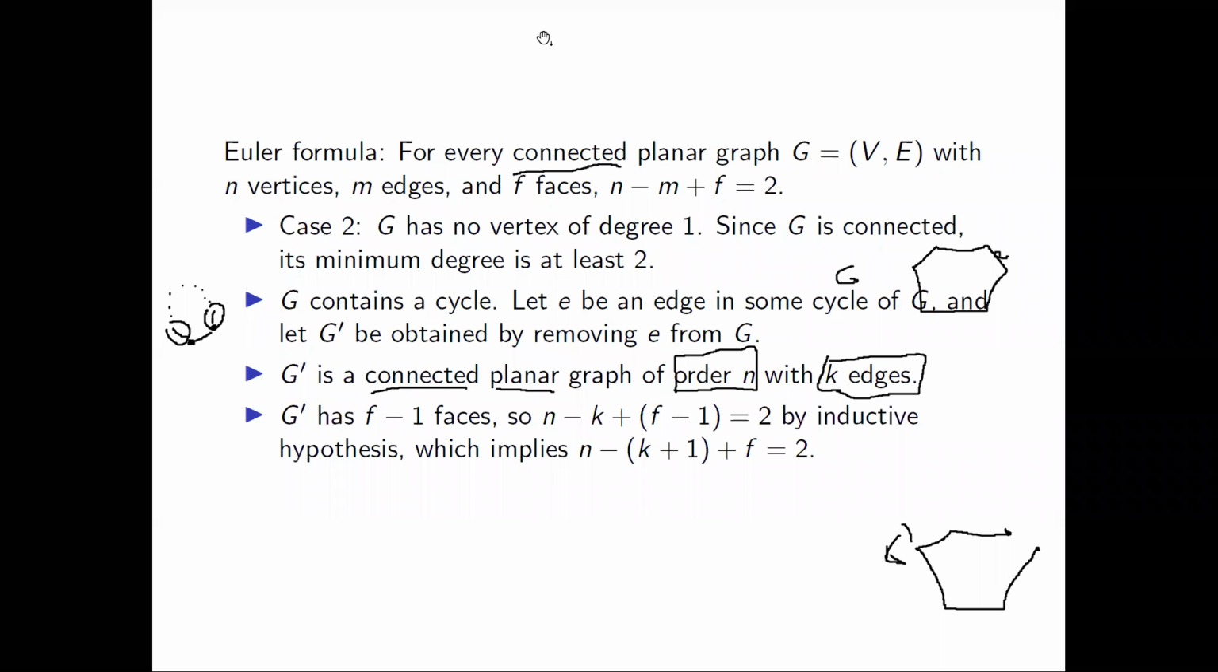And we can see what happens with the number of faces here. So when we take that edge out, we're breaking the cycle. So that is destroying exactly one face. So the number of faces here went down by exactly 1. So we originally had f faces. Now we have f minus 1 faces. So in the way that I've drawn this picture, we had 2 faces up here. We removed that edge. We only had 1 face. So here we just have this outer face.